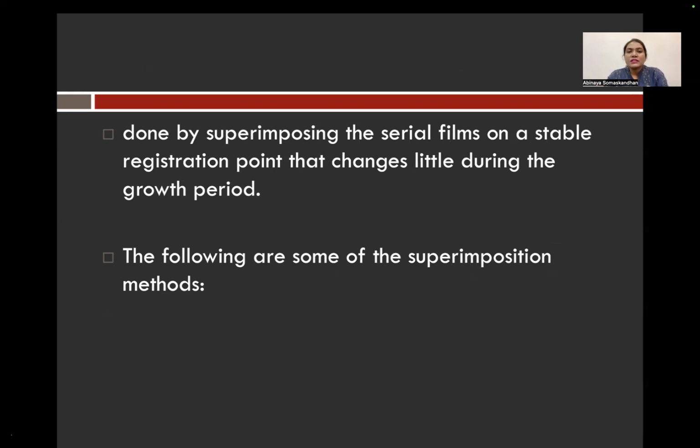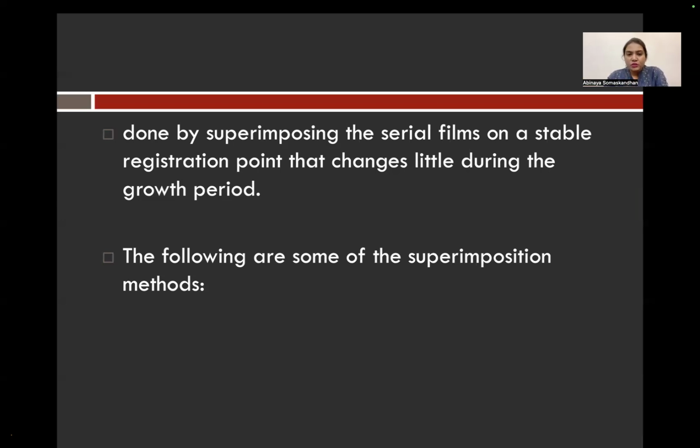The changes little during the growth period. So when a patient grows, we are going to take serial lateral cephalograms, and we are going to have a constant plane or a constant point, for example, the sella or the nasion or the SN plane. Like that, we are going to have some constant registration points, which usually have lesser development. And we are going to assess the development of the jaws by placing the cephalograms on these registered points.